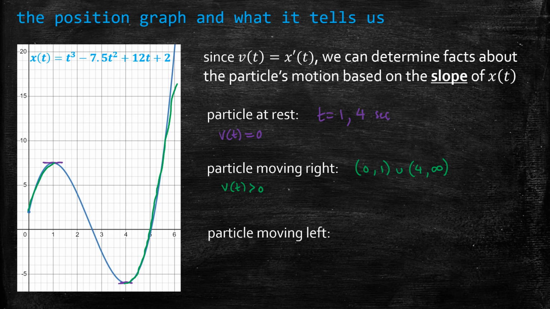So when is the particle moving to the left? Well, that would be whenever the velocity is negative, aka whenever the slope of the position graph is negative, and that would occur from t equals 1 to t equals 4, as we discovered before using the sign chart. So there are interesting features that you can answer just given the position graph and knowing that the velocity at any point represents the slope of the position graph.